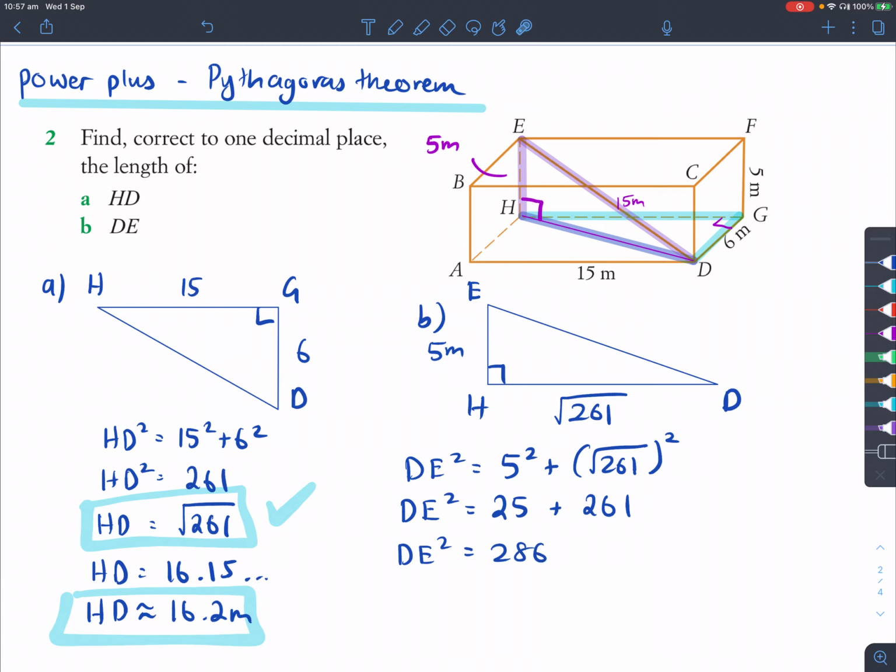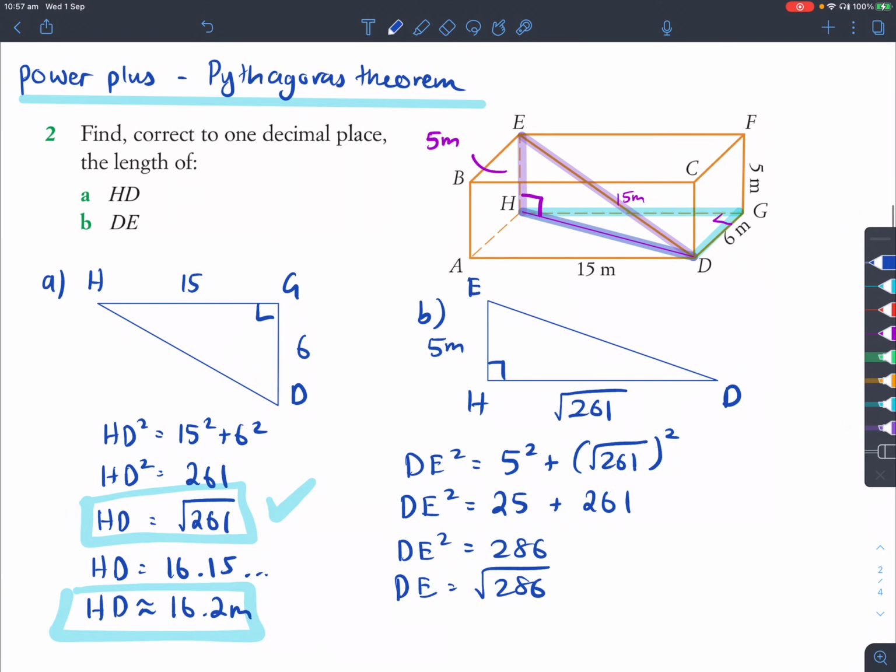Remember to write down all of this. It's very important that you write this down. Then you would take the square root of both sides, like so. If I take the square root of the left side, this will cancel out with that square there. So DE is equal to the square root of 286. And if I take the square root of that, that would equal 16.91 and so on, which rounds off to 1 decimal place as 16.9 meters. And that's how you do question 2.